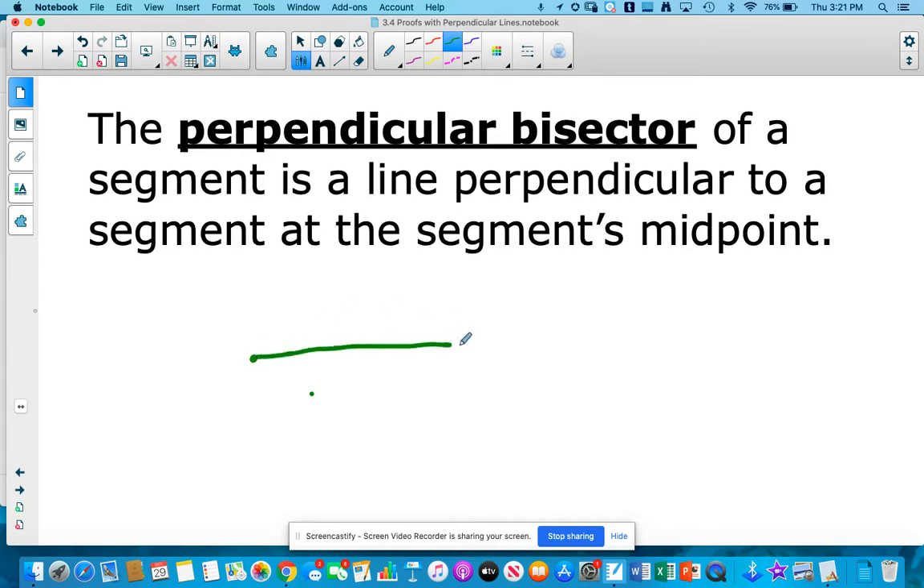All right, let's look at a perpendicular bisector of a segment. A perpendicular bisector of a segment, let's say this is segment AB, is a line perpendicular to a segment at the segment's midpoint. So let's say M is the midpoint, and that perpendicular bisector bisects segment AB. So that way you know AM is congruent to MB because it's at the segment's midpoint. That's information you need to know for the next couple of sections.